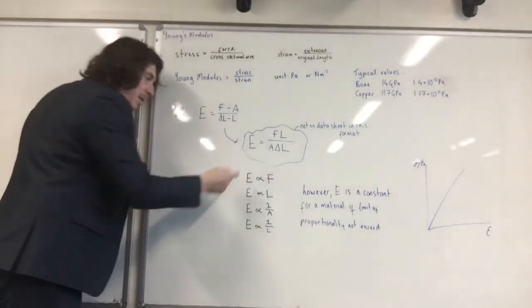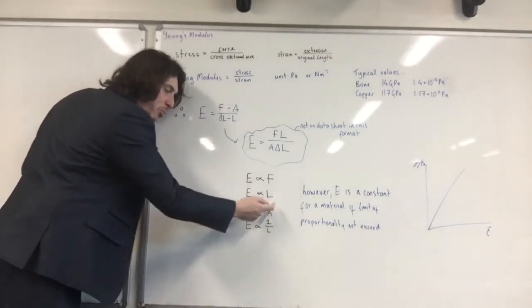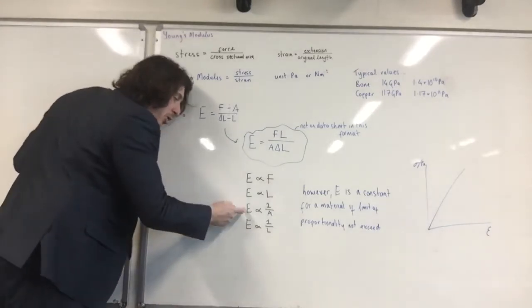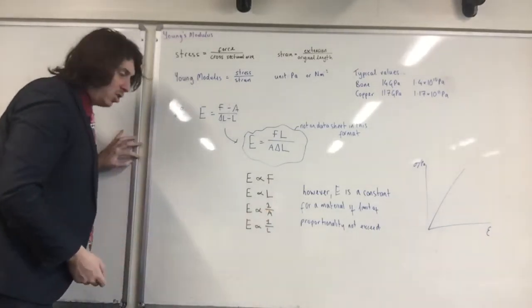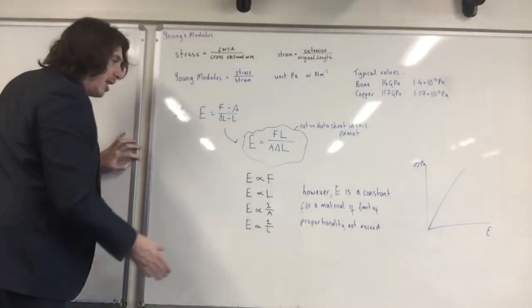Looking at this, Young's modulus is proportional to force. There's force on the top. Young's modulus is proportional to length. Young's modulus is inversely proportional to cross-sectional area, and Young's modulus is inversely proportional to the change in length.